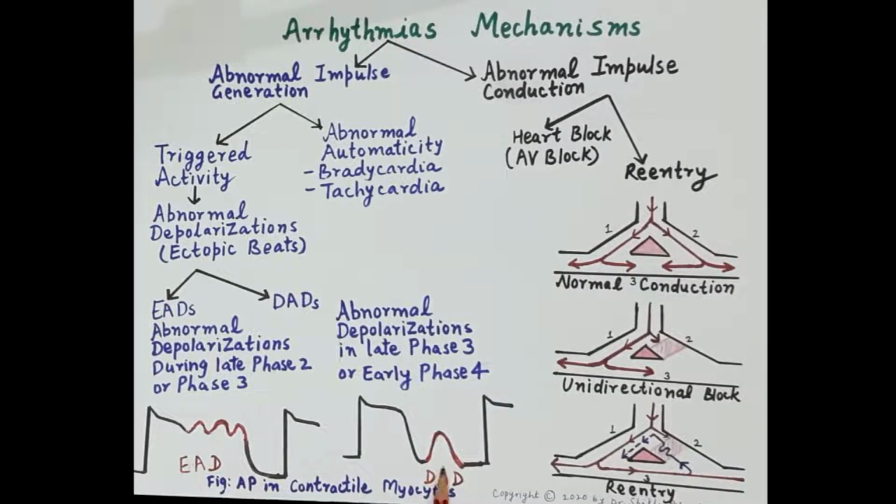Now these delayed afterdepolarizations occur either due to an increase in cytosolic calcium, or because of excessive catecholamine stimulation. These delayed afterdepolarizations lead to rapid tachycardia, and this excessive catecholamine release is inhibited by beta blockers. So beta blockers inhibit delayed afterdepolarizations.